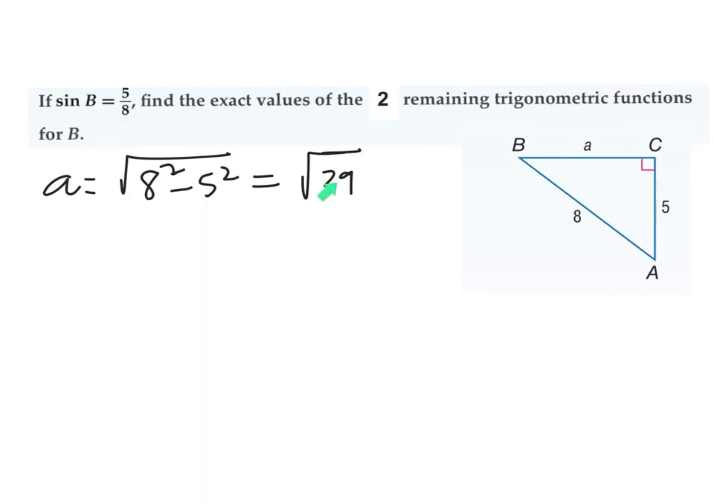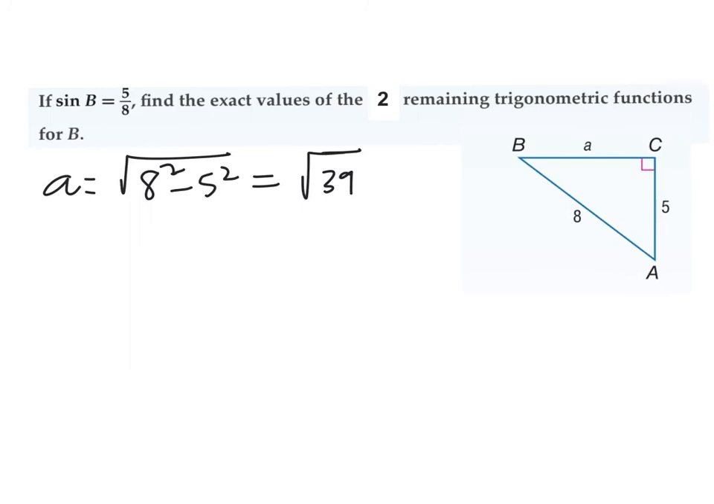Exact values mean use the radical as it is. Okay? Because since this decimal goes on and on forever, whatever decimal point you stopped with would be an estimation. You rounded. It's not exact. So what's important here is to keep it as a radical. Now, fortunately for us, we have the adjacent side, so I can find the cosine, I can find the tangent, and we just plug these three things in, and we're good to go.